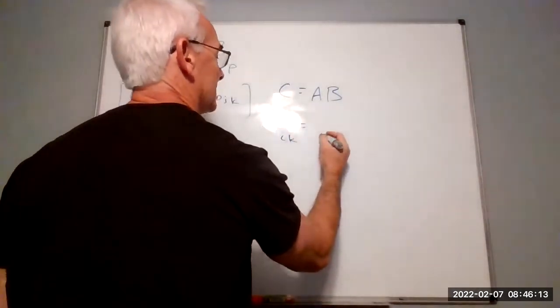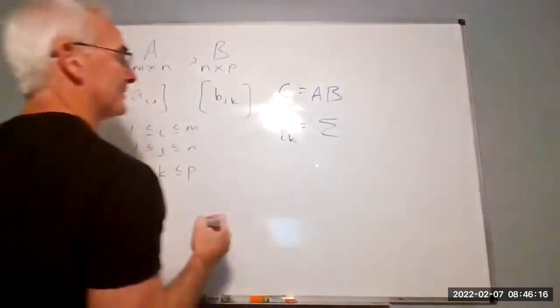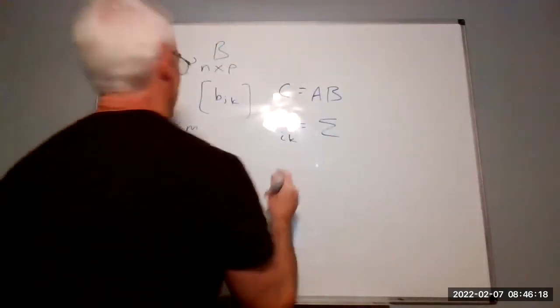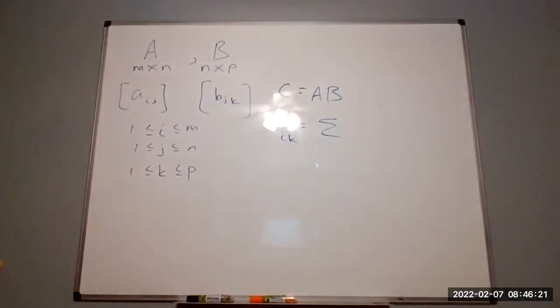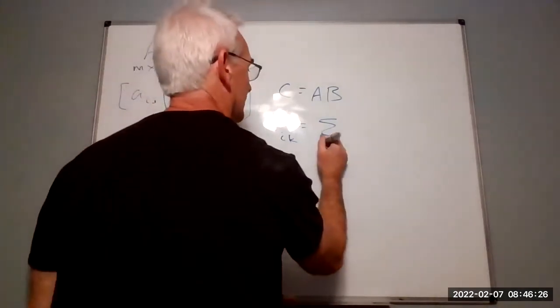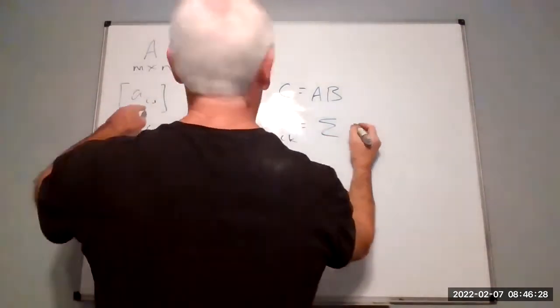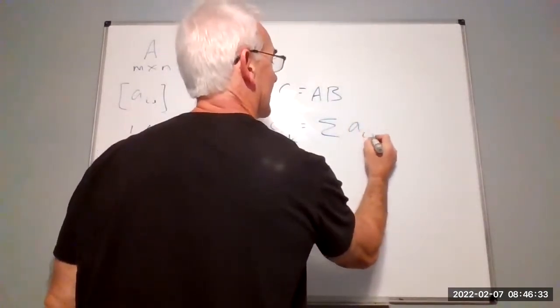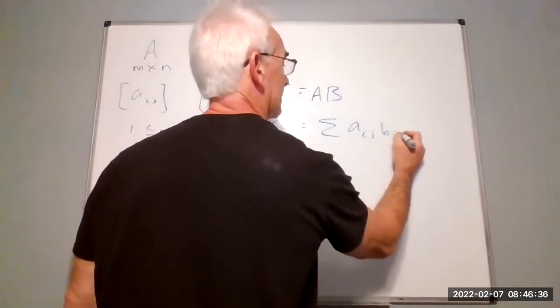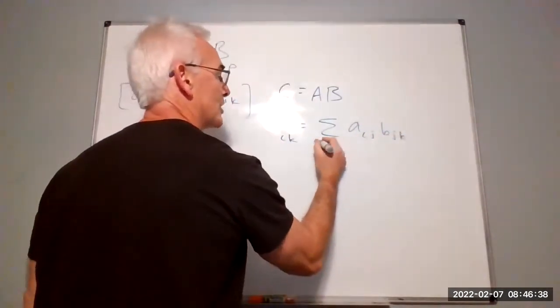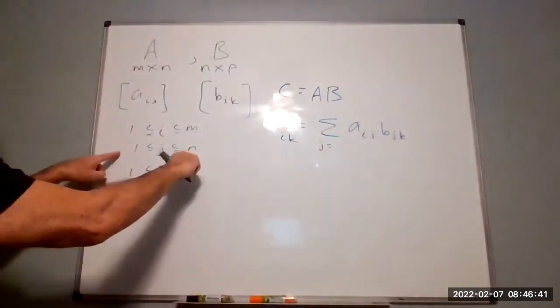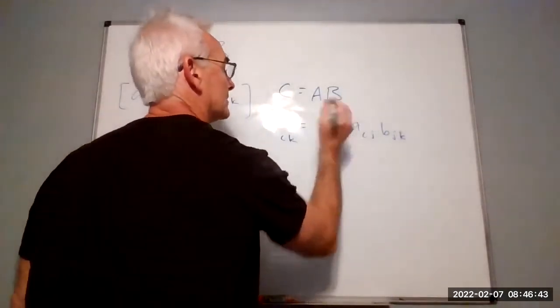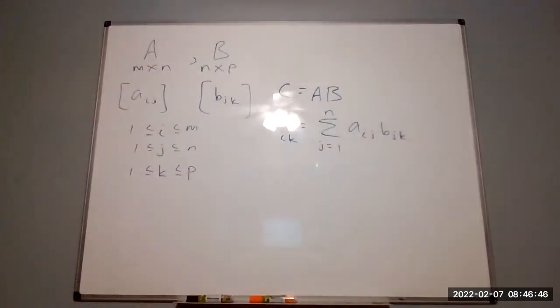is going to be the sum, and I need a new letter. Let's see, what letter shall we use? Running out of letters, so I'll call it T for a second. No, actually, I'll leave it as J, sorry. AIJ, BJK, J is running from 1 to N. Now, I know this is totally confusing when you're first looking at it, so I'm going to make it clear.